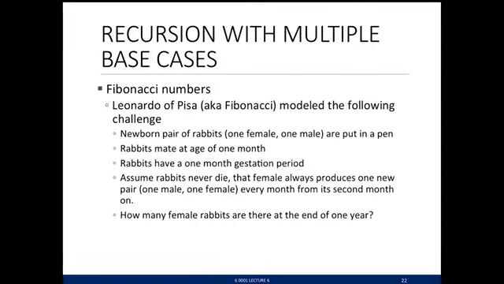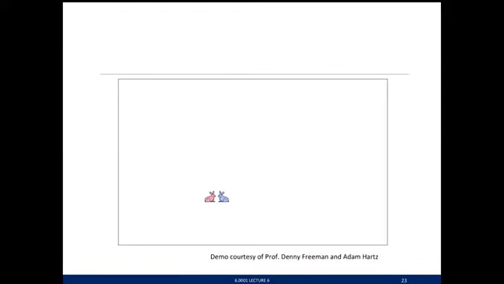He said, I'm going to put a newborn pair of rabbits, one male and one female, into an enclosure, a pen of some sort. And those rabbits have the following properties. They mate at age 1 month, so they take a month to mature. After a 1 month gestation period, they produce another pair of rabbits, a male and a female. And he says, I'm going to assume that the rabbits never die. So each month, mature females are going to produce another pair. And his question was, how many female rabbits are there at the end of a year, or 2 years, or 3 years? So, idea is I start off with 2 immature rabbits.